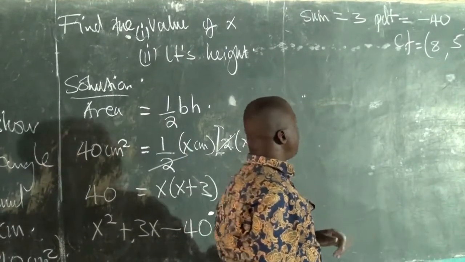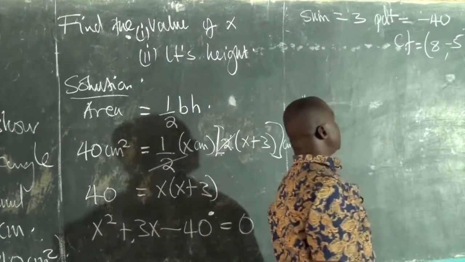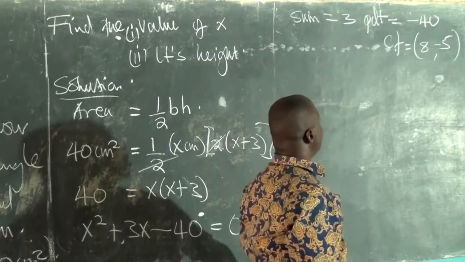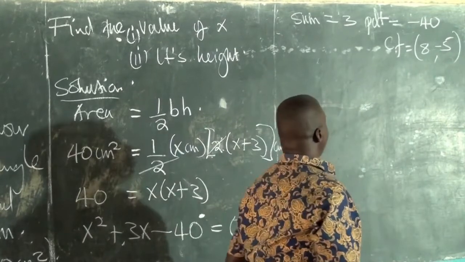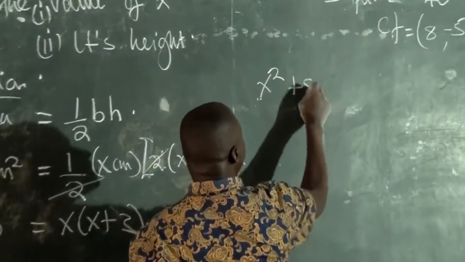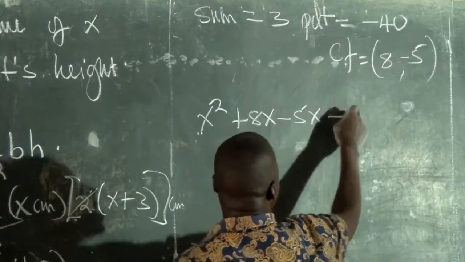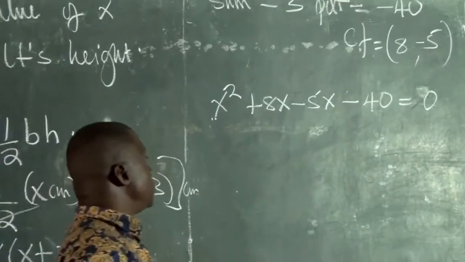So let us modify. It is 5 which is negative, such that when you add, it gives a positive 3. When you multiply, it gives a negative 40. So let us say x squared plus 8x minus 5x minus 40, this is 0.